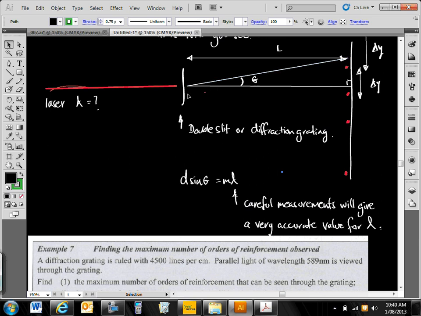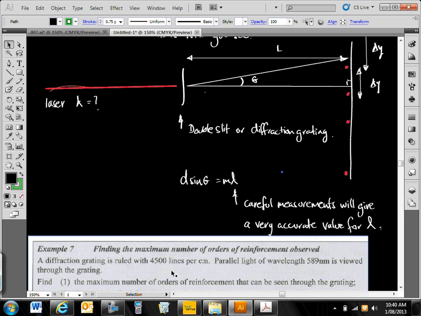But also, what about this angle theta? What's going to happen eventually? That's right. It'll reach some point where it reaches 90 degrees, and then you're not going to see any reinforcement, of course. So sine of theta is going to be less than or equal to 1. That would be your limit. That's a clue to this first question.